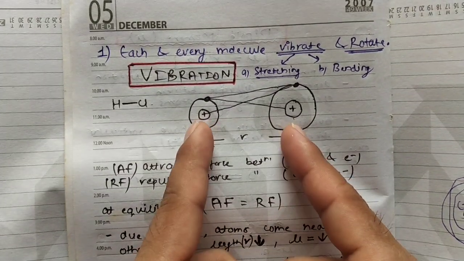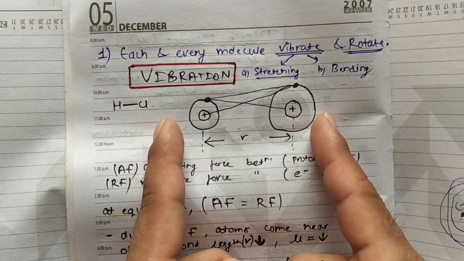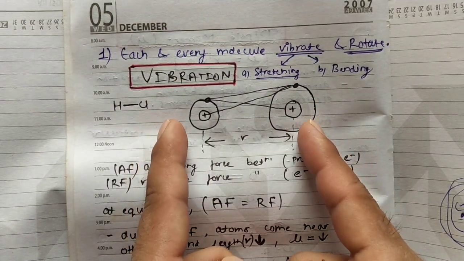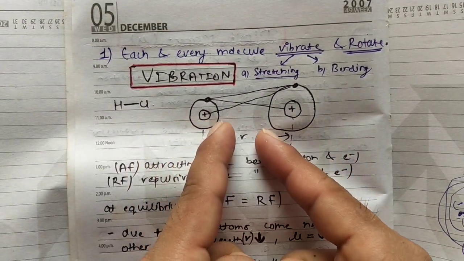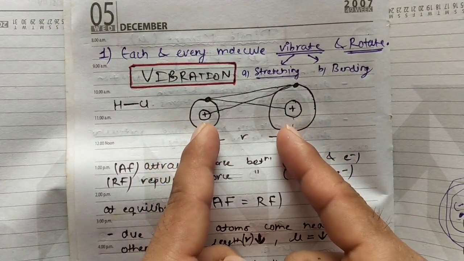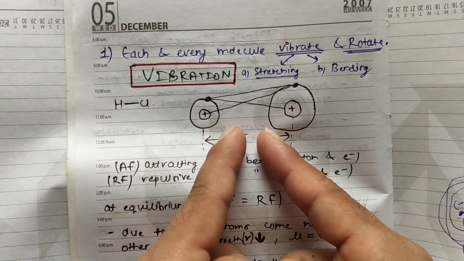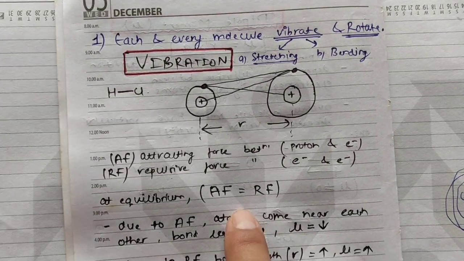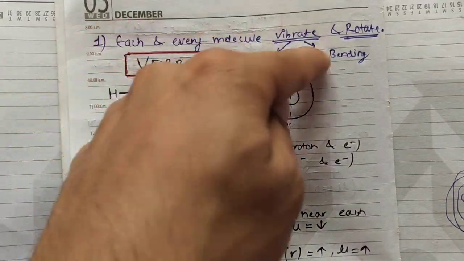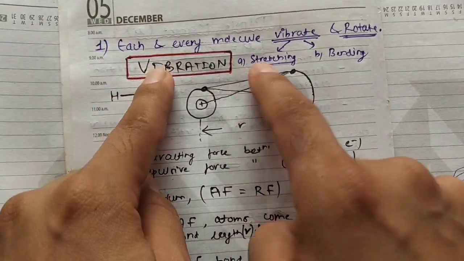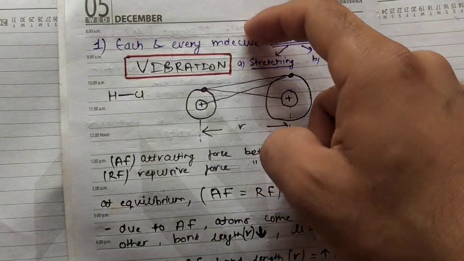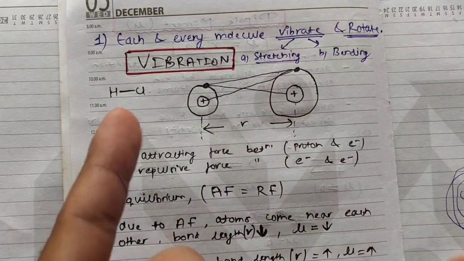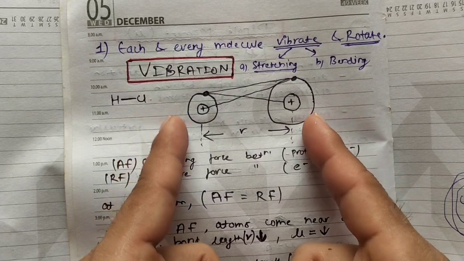Why it's coming nearer is that if it is stretching and coming back to equilibrium, due to the inertia of motion they will come a little nearer. They won't stop here. It's like if you are running a 100-meter race and there is a rope at the finish: you can't stop directly there, you will move a little further, right? So this is the kind of inertia of motion. The same happens here also.